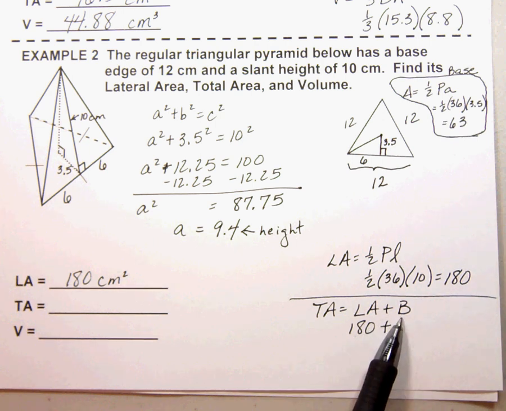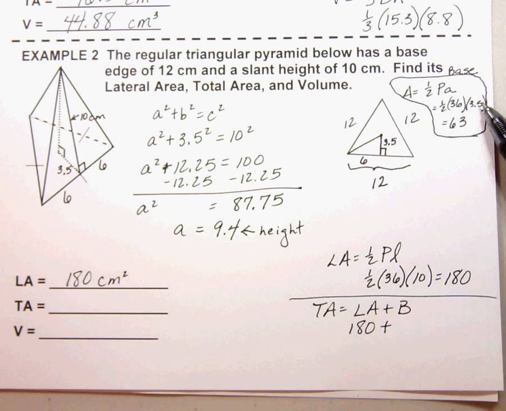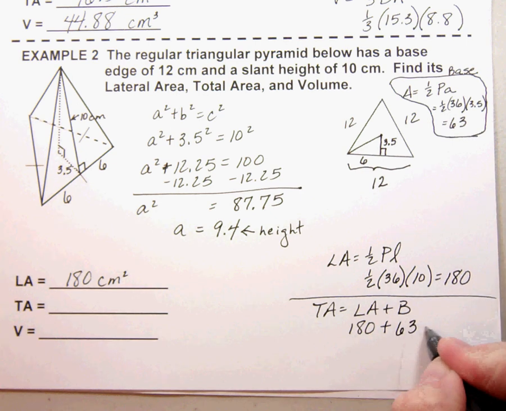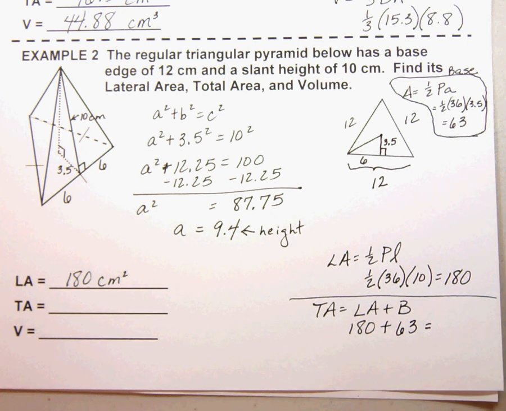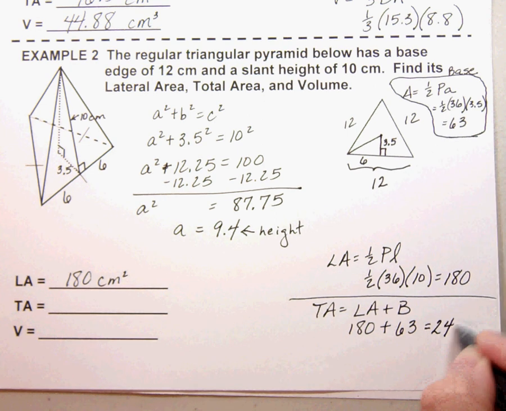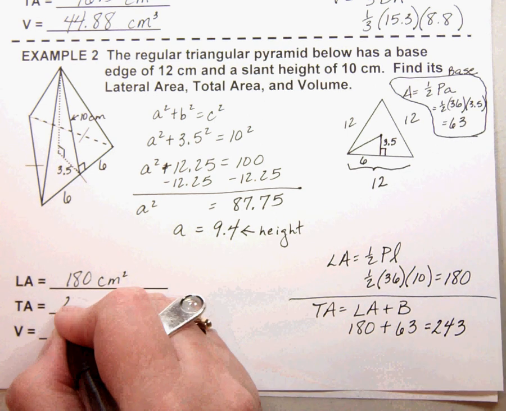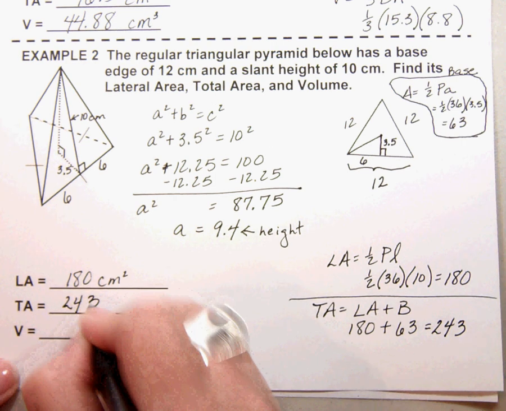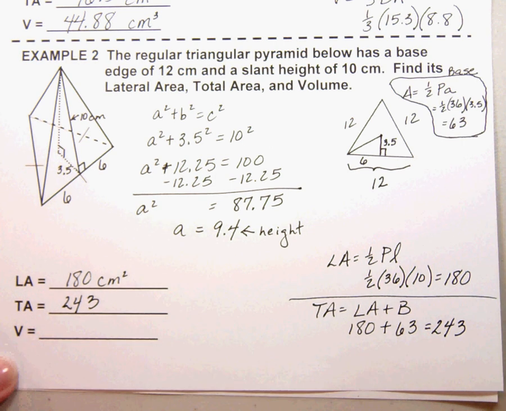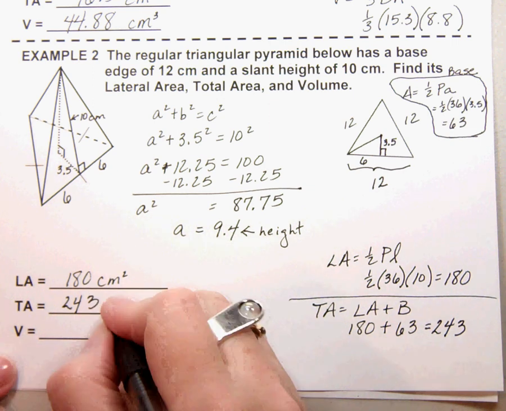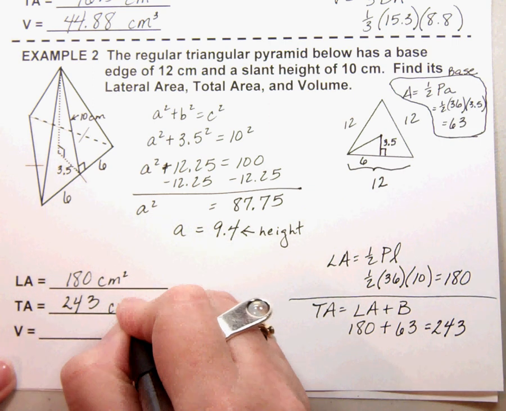And then your base area is the area of the triangle, which remember we used the regular polygon formula to do that, and we got 63. So you're going to add 63 to 180, which is approximately 243. And this would be square centimeters.